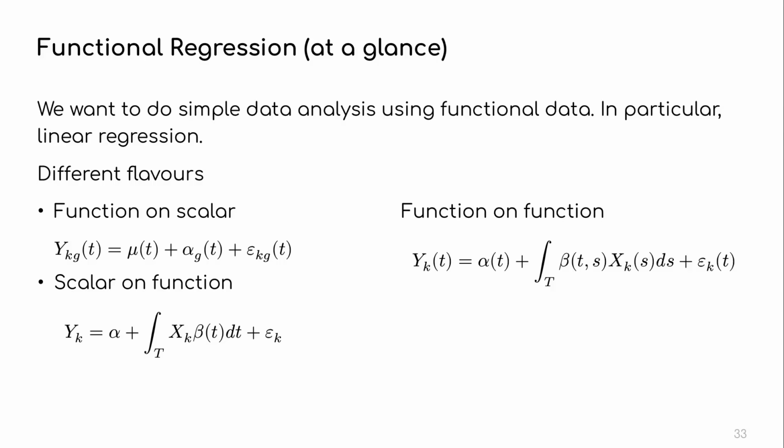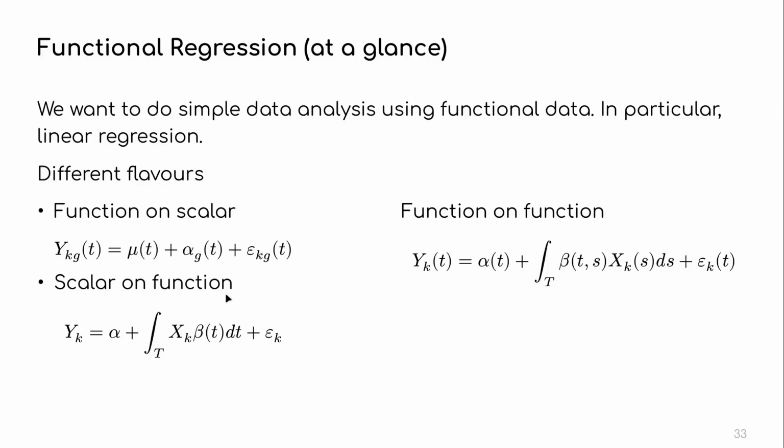And here we have different flavors depending on what exactly you're trying to model. If I'm trying to model a function using scalar variables, then in the first case it's fairly easy. Let's say y for some index k and g would be my variable g: it's the mean plus the effect of variable g plus some noise. So that's a function using scalar variables.